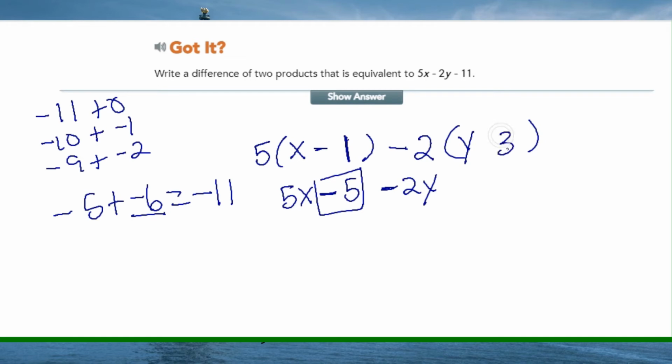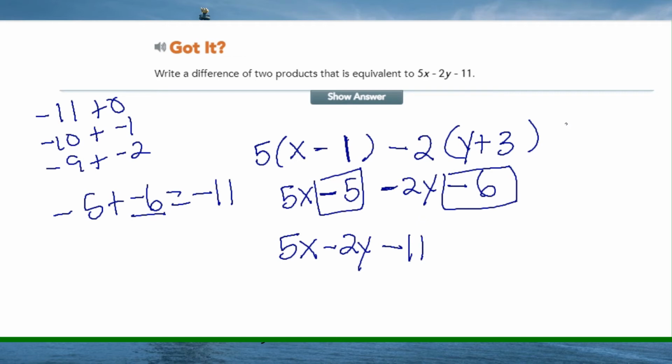Well, you can multiply by 3, because negative 2 times a positive 3 is negative 6. So I'm going to go ahead and distribute that in, and I end up with negative 6. So my like terms are negative 5 and negative 6, and I need to start combining. So I'll bring this down, 5x, because there are no like terms. Then I'll bring down my negative 2y, no like terms. And then once I combine negative 5 and negative 6, I get negative 11, which brings me back to my original expression.